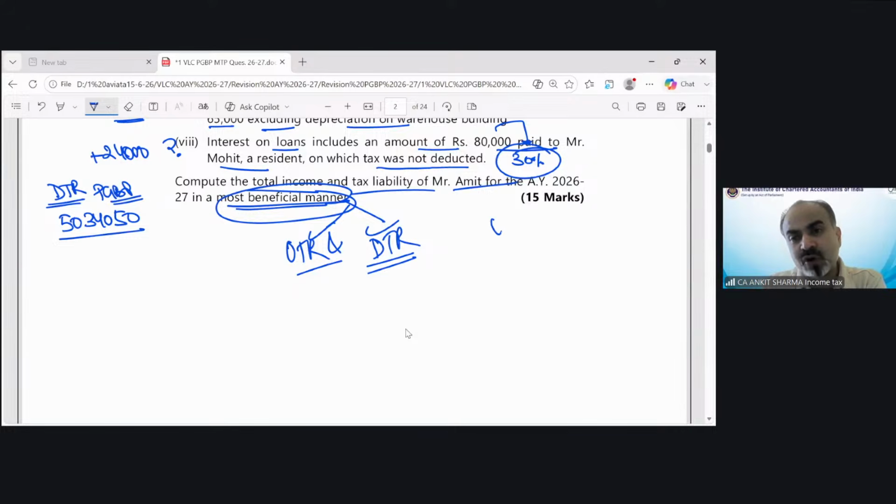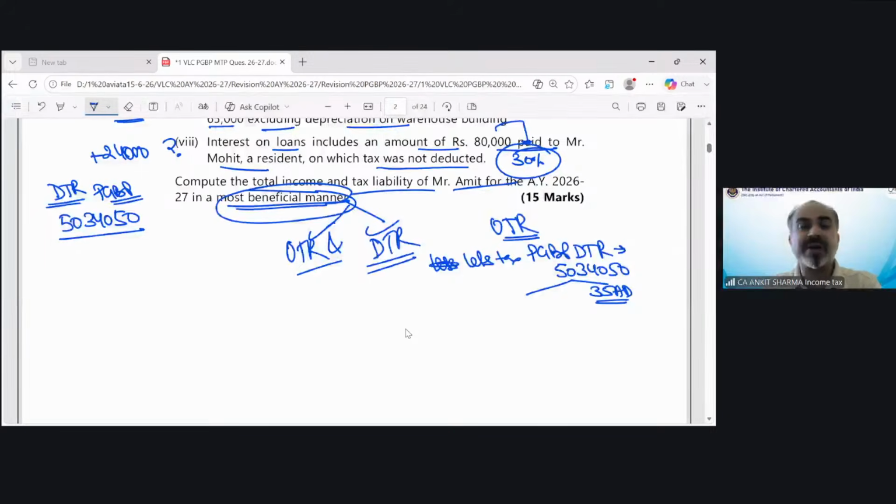Now we need to solve PGBP under the optional tax regime. So let's take first PGBP as per the default tax regime. In that profit, we will make some adjustments to arrive at the PGBP as per the optional tax regime. As I've told you, in case of the optional tax regime, the section 35AD special businesses will have separate treatment.